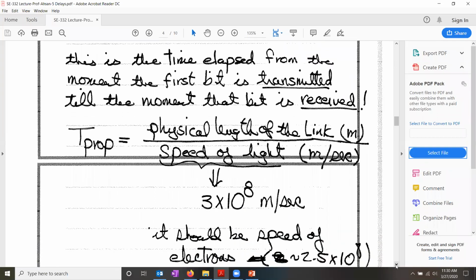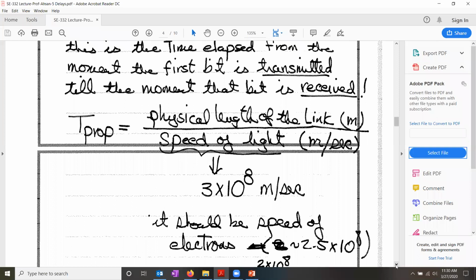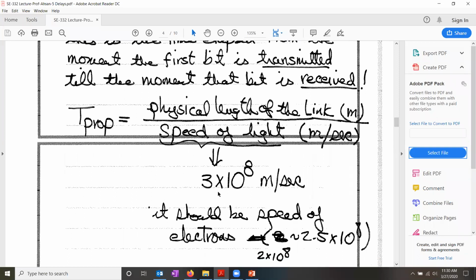One important point in calculating propagation delay is that if the speed of light is not given and the speed of transmission of a bit in the medium is given, such as 2 into 10 raised to the power 8 or 2.5 into 10 raised to the power 8, then you will use these values. If nothing is given, then you will use the speed of light.